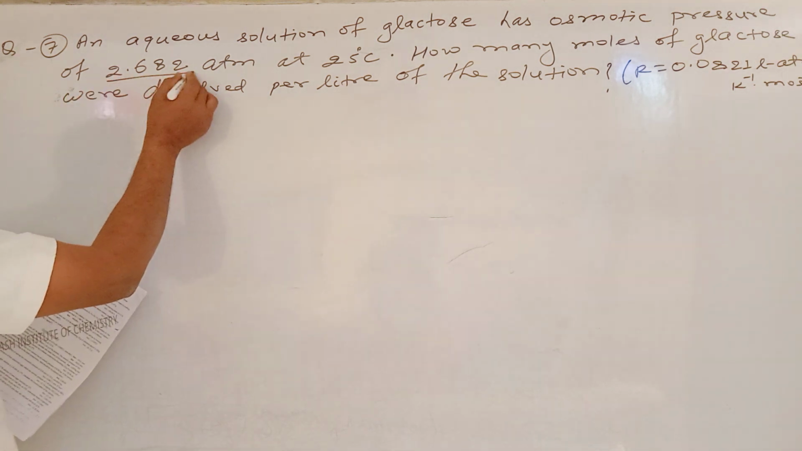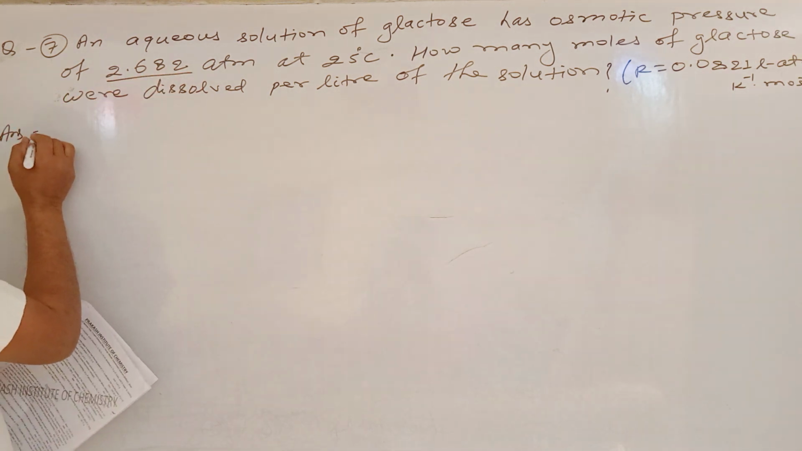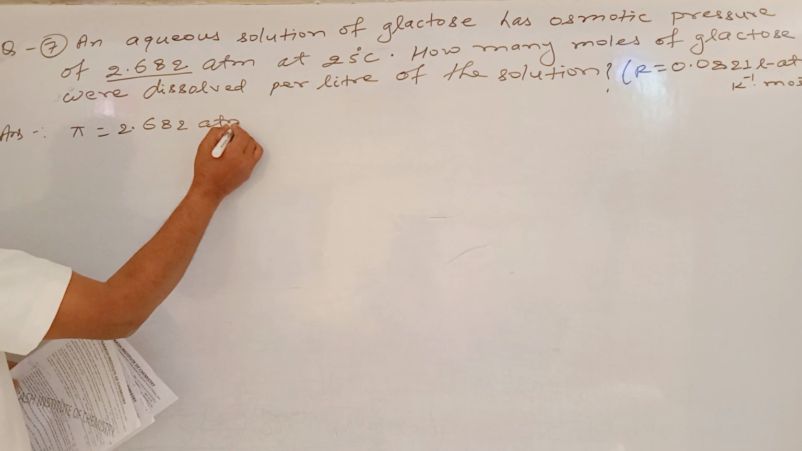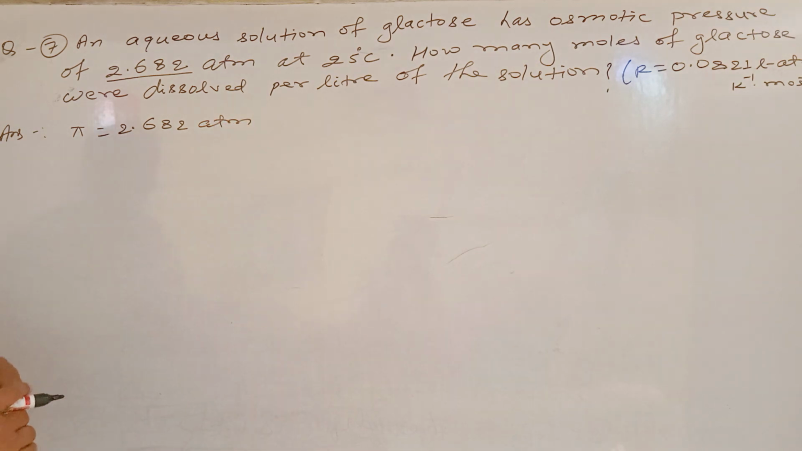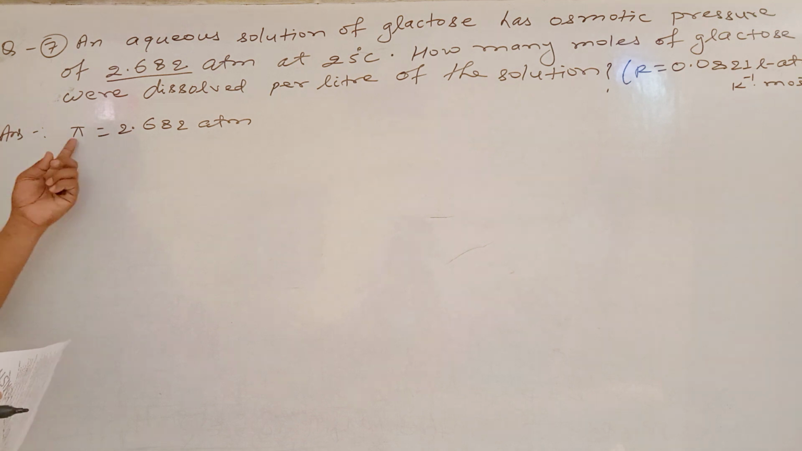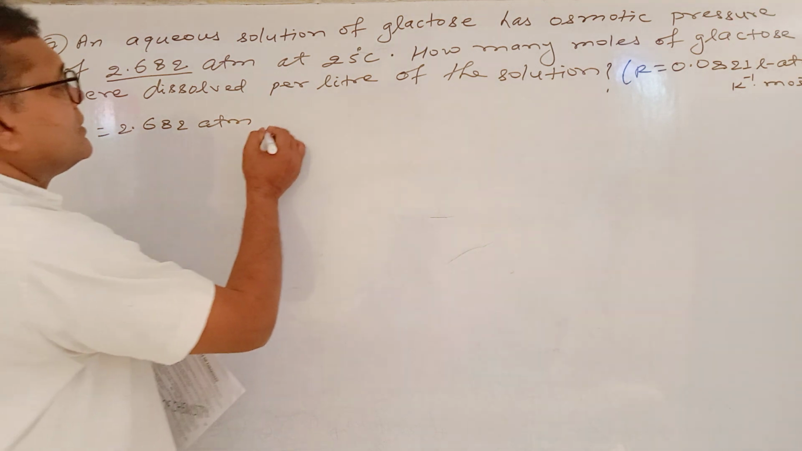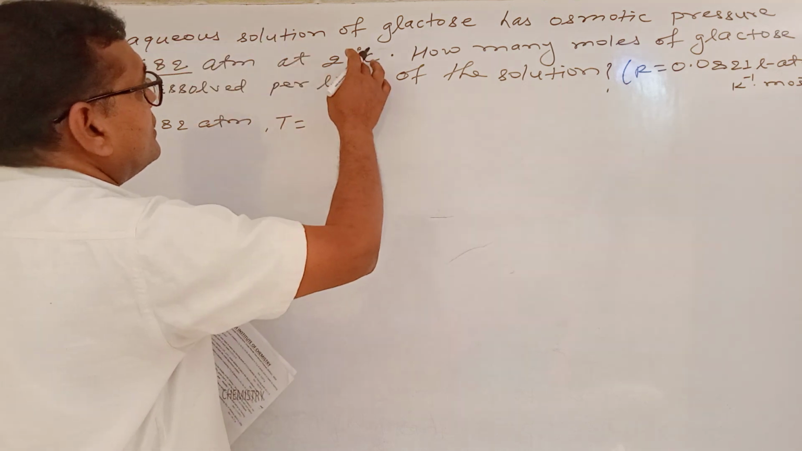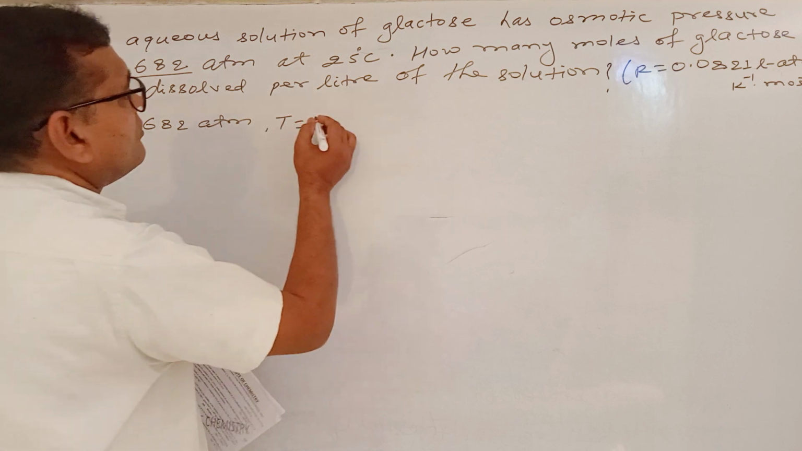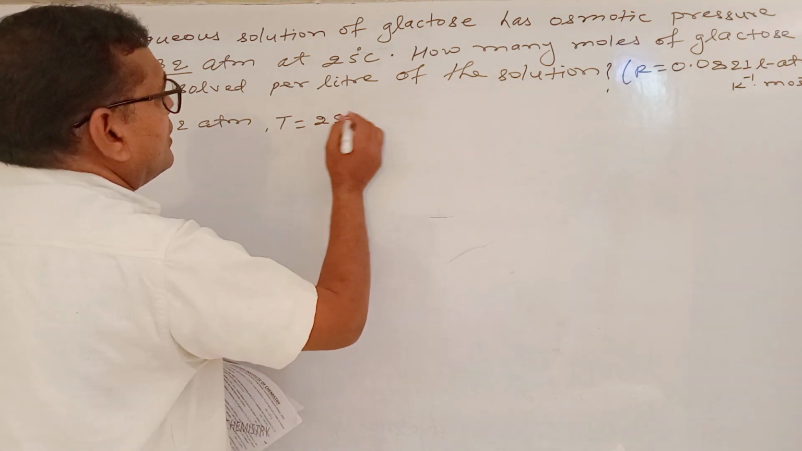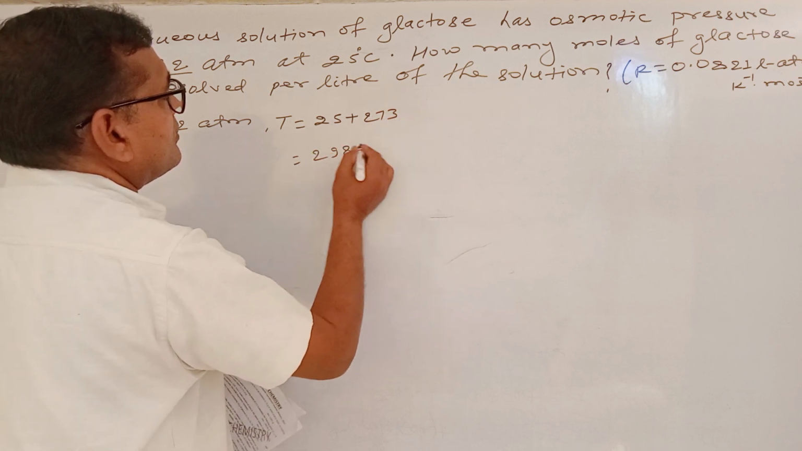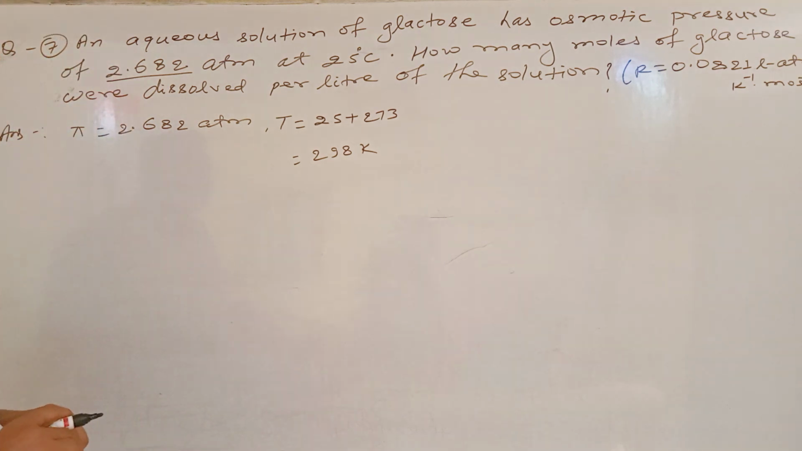It is osmotic pressure. We write pi is equal to 2.682 atm. This indicates osmotic pressure and the value of pi. It is a temperature, but it is in degrees Celsius. Now we convert to Kelvin and add 273. The value of T is equal to 298 Kelvin.